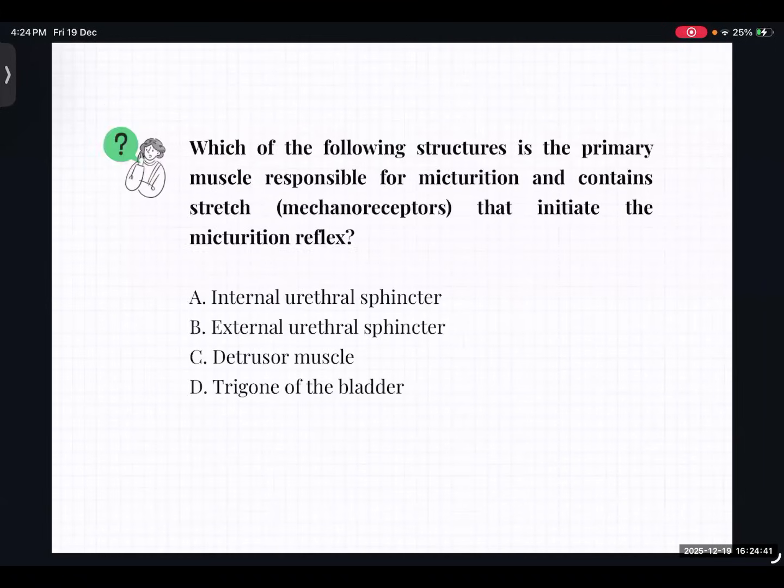It is controlled by the autonomic nervous system. It also has the mechanoreceptors that give us the sensation of whether we're full, if we have the urge. It also initiates the micturition reflex.